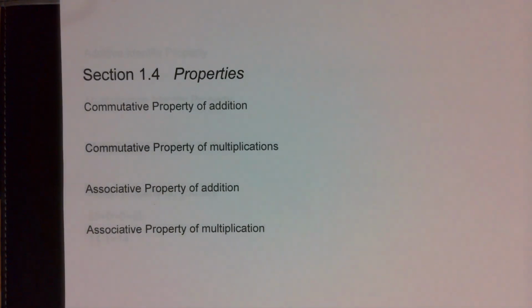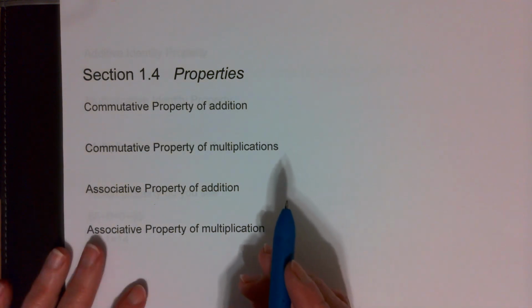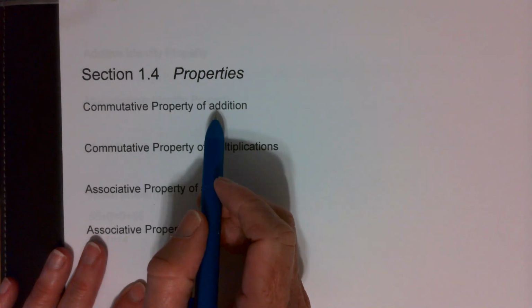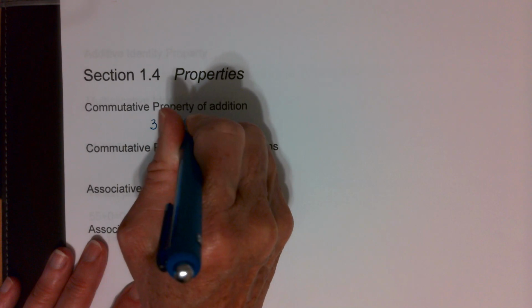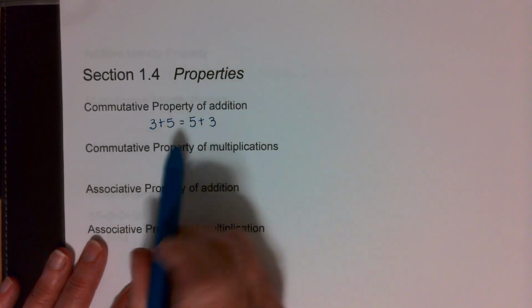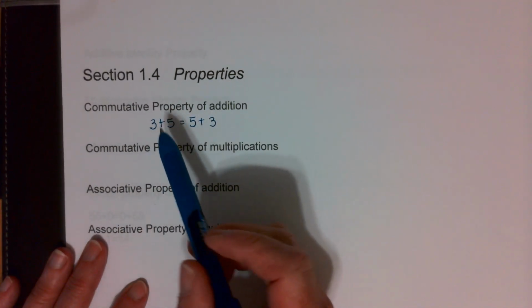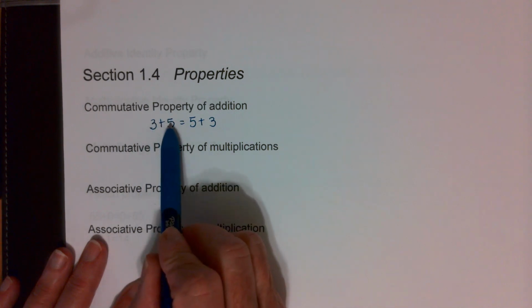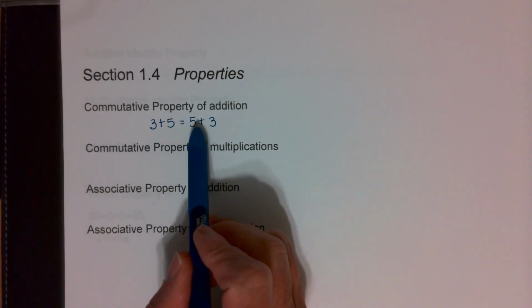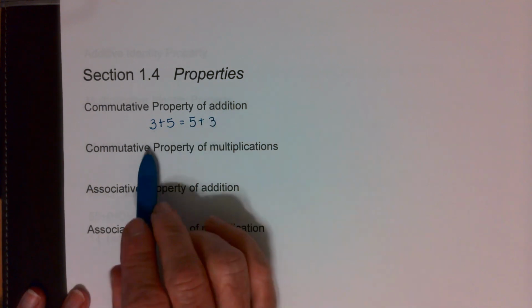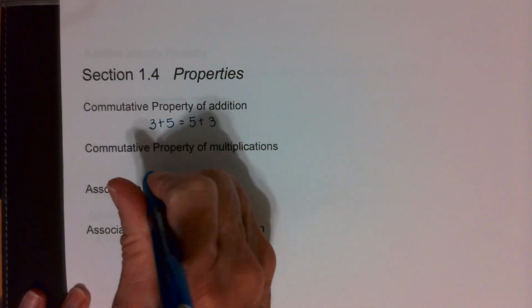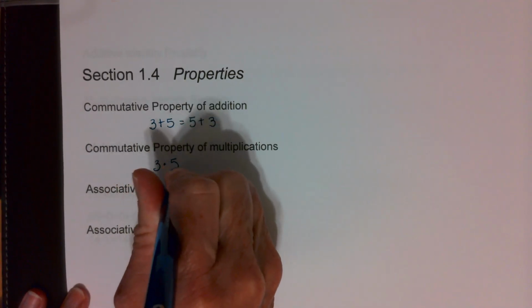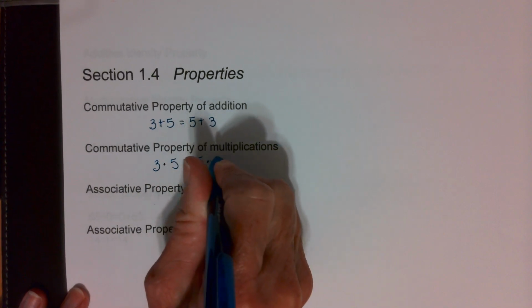Section 1.4 has to do with properties. You need to know these, understand how they are represented. The commutative property of addition means you can switch the order. So I could say 3 plus 5 is equal to 5 plus 3. Remember, communication is a two-way street. So this person communicates to that person, then that person communicates back to them. So commutative property, the order always changes. Commutative property of multiplication, same thing. 3 times 5 is equal to 5 times 3.